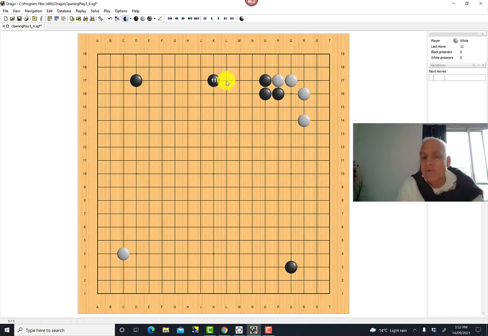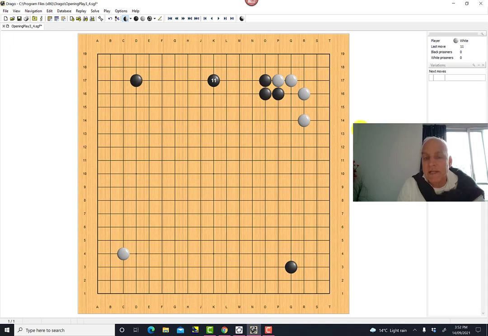This would be too constrained. It would be too narrow considering the investment that black has made. On the other hand, if black played further along, then that would be too open. It would be inviting white to invade here and separate black into two groups. Okay, so this is the most reasonable move, perhaps.